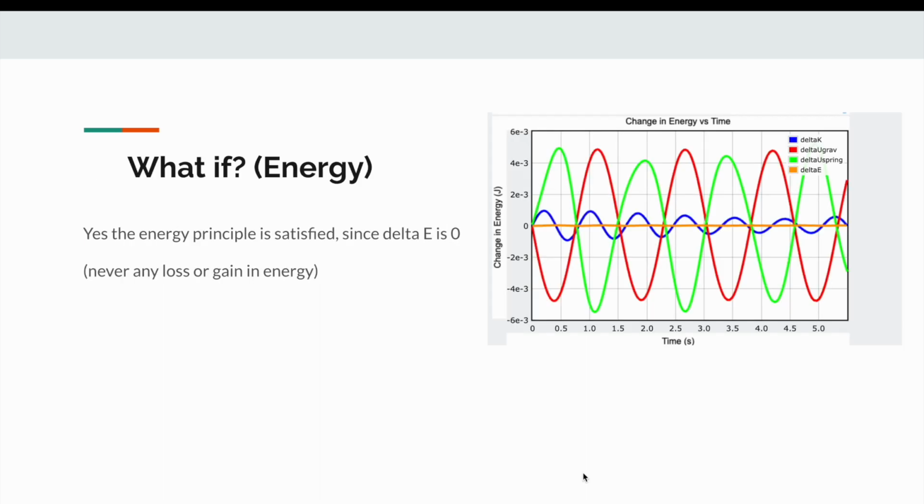For what if part number 1, in this example, the energy principle is satisfied, as seen by the net change in energy. While potential gravitational, potential spring, and kinetic energy do fluctuate in the system, the total number of energy does not. This is indicative of a closed system.